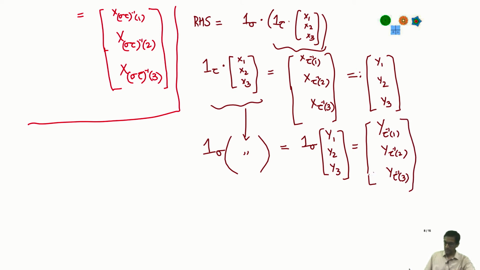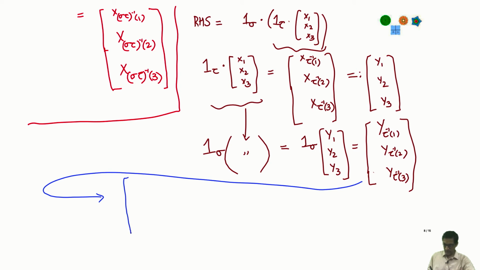So that's my 1 sigma acting on 1 tau acting on x1, x2, x3. Okay, now let's unravel the last step. Let's look at what we got as the answer. So let's look at this answer here and see what that becomes.